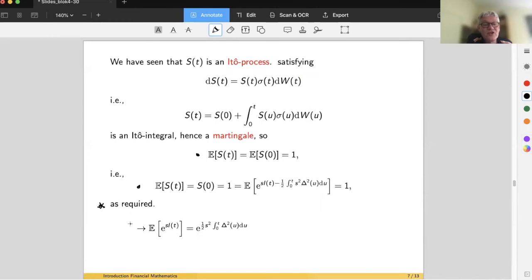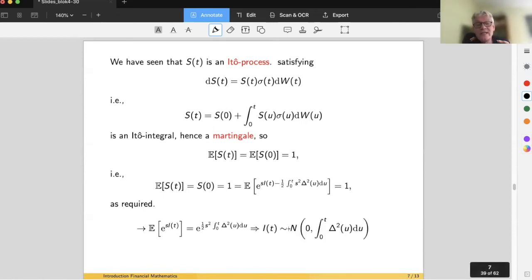So what we have shown now is that, in fact, the expected value of e to the SIT, the moment generating function, is indeed e to the power 1/2 s square integral from 0 to t of delta square u du. And that was the definition, when the moment generating function is defined like this. That is the definition for the process being normally distributed.